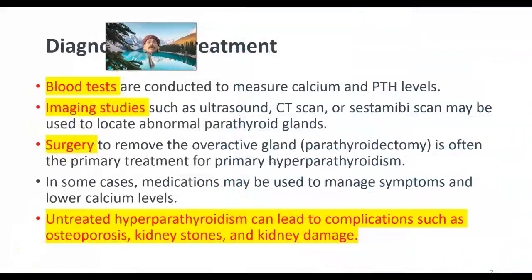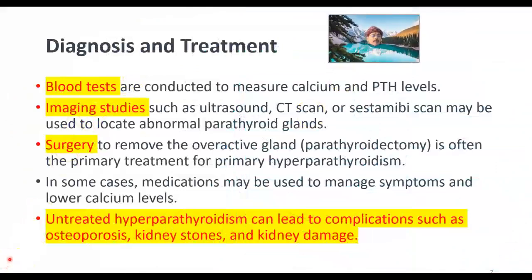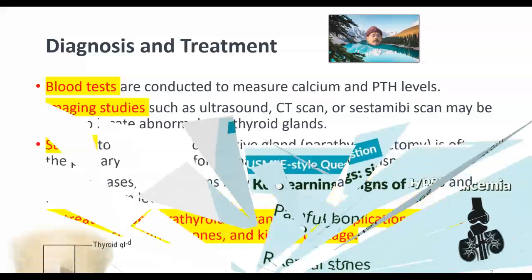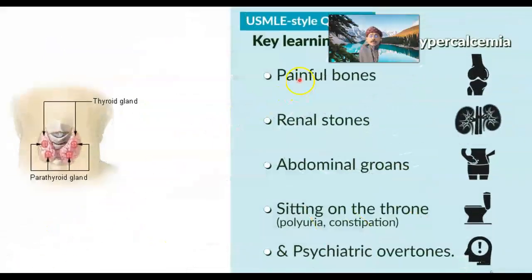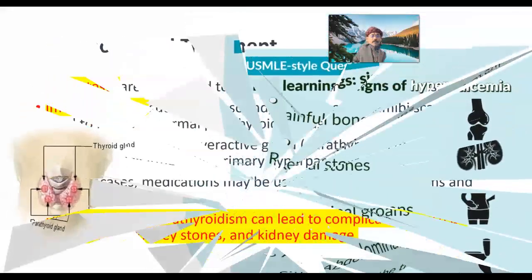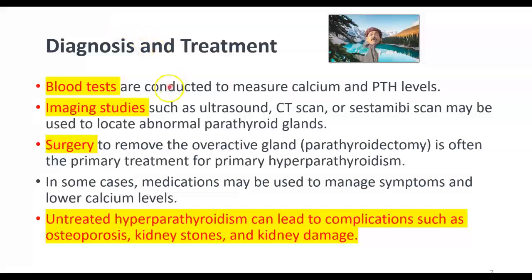Now I'll go to the diagnosis and treatment. Blood tests are conducted to measure the calcium and parathyroid hormone level. Imaging studies such as ultrasound, CT scan, and sestamibi scan may be used to locate abnormal parathyroid gland.